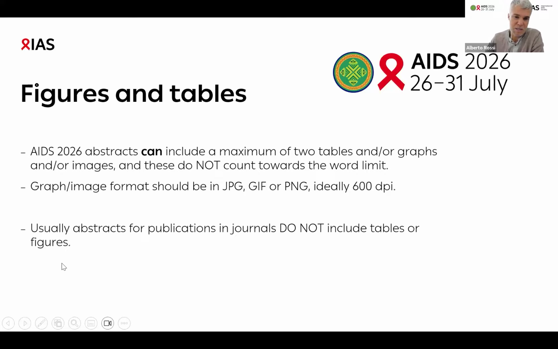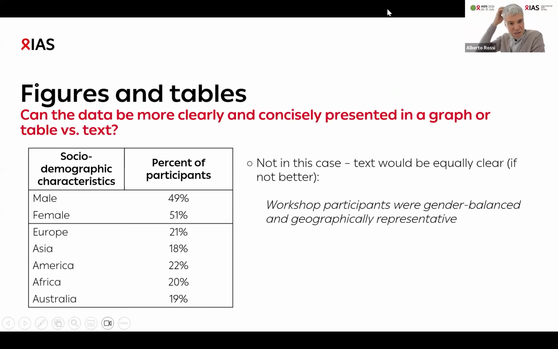And as I mentioned before, most of the time, journals do not allow the inclusion of figures or graphs or tables in the abstract for scientific publications. Okay, so here is an example. You have to present this data, and you can choose whether text or a table is better. In this case, we strongly believe that it's much easier, quicker, and shorter to use words. So workshop participants were gender balanced and geographically representative. This is shorter, clearer. So we don't think a table is a good solution here.